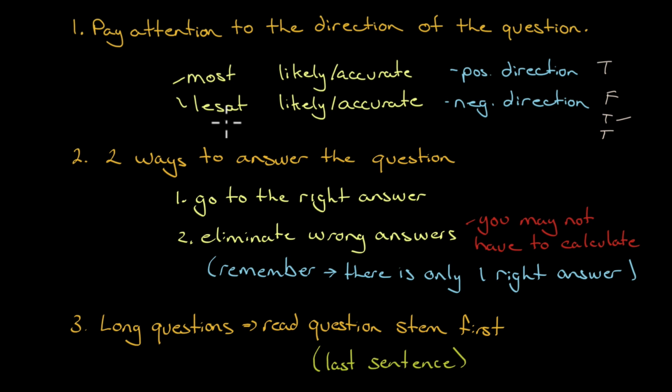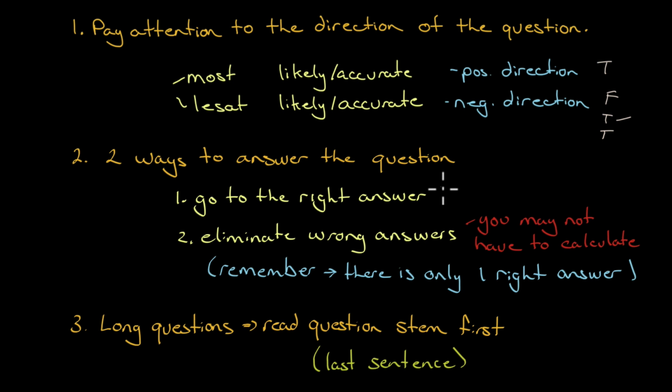Number two, there are two ways to answer a question. Don't forget this. Go to the right answer. You're reading it, you see the answer, you go, well, that's the right answer right there. Off you go. Or eliminate wrong answers. As you read the question, you think, oh, I'm not really sure about this. See if there's some obvious ones you can eliminate right away.